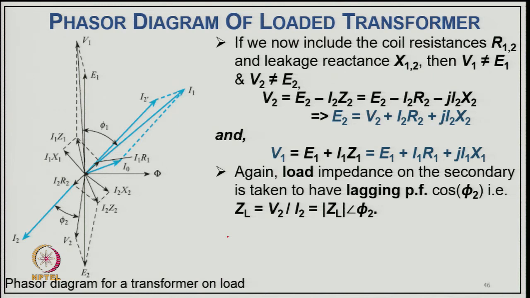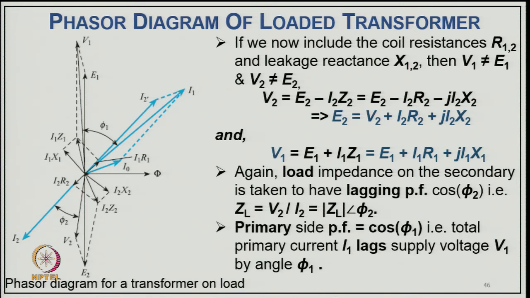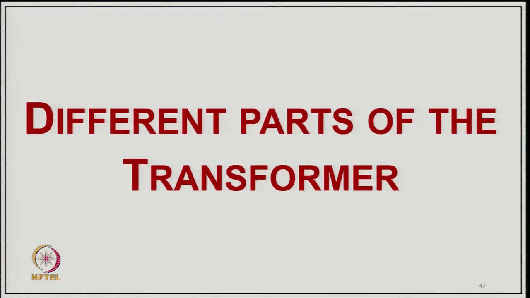Again, the load impedance on the secondary is taken to have a lagging power factor phi 2, and Z L equal to V 2 upon I 2, that is the impedance of the load Z L at the angle of phi 2, and the primary side power factor is cos phi 1, that is the primary current lags the supply voltage V 1 by angle phi 1.